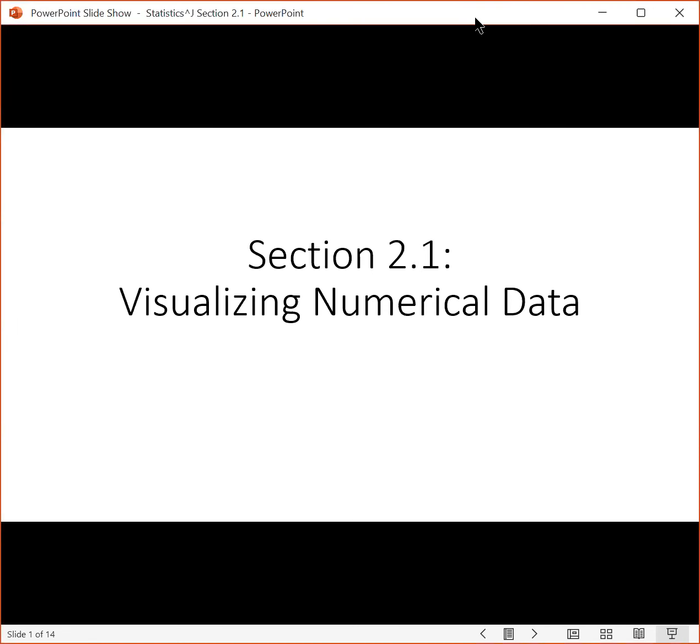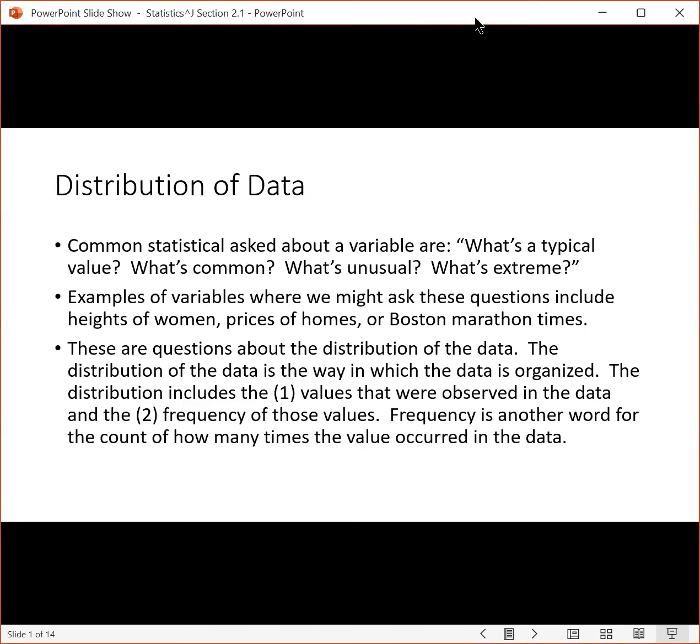Hello. In this video, we're going to cover section 2.1, which is on visualizing numerical data. Common statistical questions asked about a variable are, what's a typical value? What's common? What's unusual? What's extreme? Examples of variables where we might ask those questions include heights of women, prices of homes, or Boston Marathon times. These are questions about the distribution of the data.